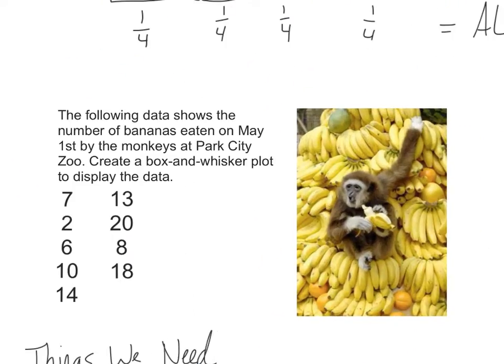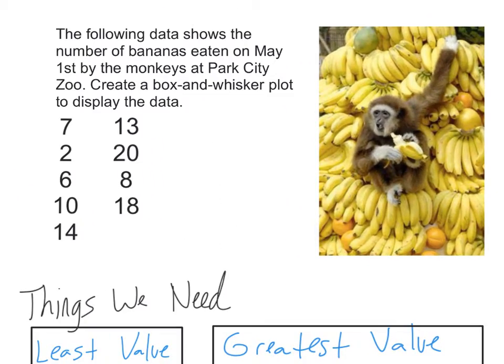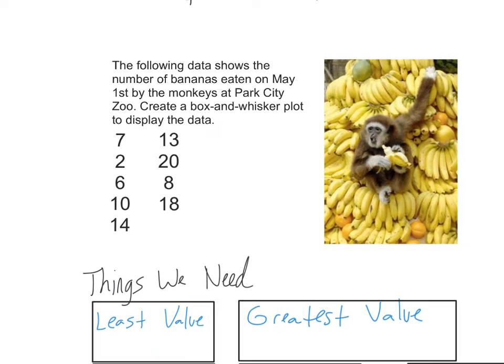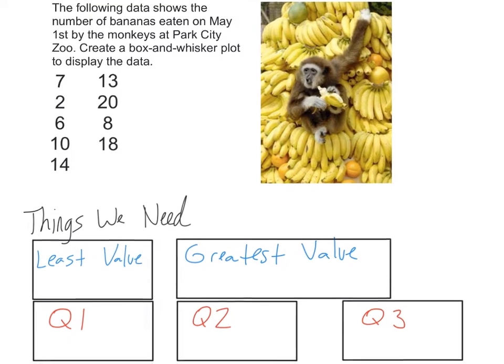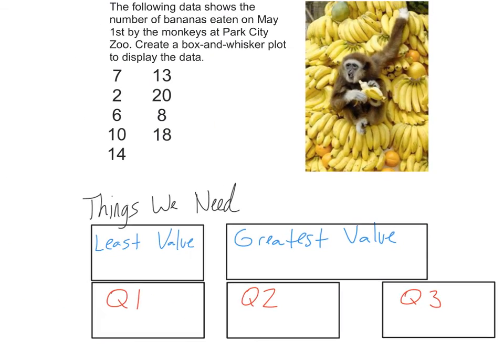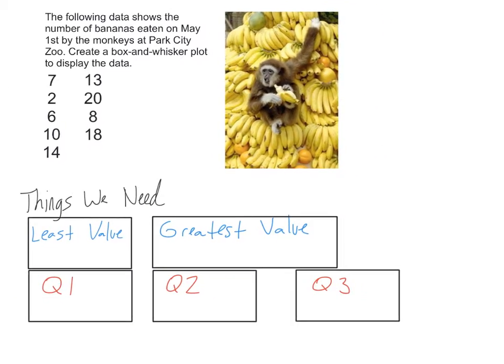Here we go. Alright, so the following data shows the number of bananas eaten on May 1st by the monkeys at Park City Zoo. Create a box and whisker plot to display the data. So just to be sure, when we're looking at this table, one monkey ate 7 bananas, another one ate 2, another one ate 6 on that day, on that same day, a different monkey ate 10. You get the idea, alright? Okay, so the things we need: least value, greatest value, quartiles 1, 2, and 3.